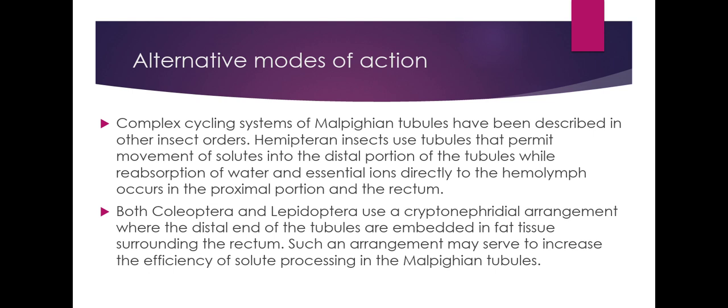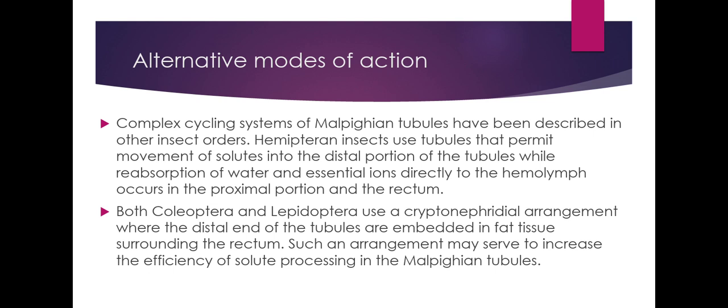Okay, and here are the alternative modes of action. Complex cycling systems of Malpighian tubules have been described in other insect orders. Hemipteran insects use tubules that permit movement of solutes into the distal portion of the tubules, while reabsorption of water and essential ions directly to the hemolymph occurs in the proximal portion of the rectum.